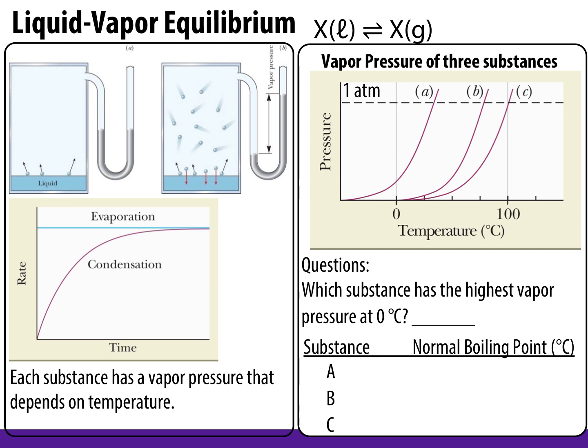So we can make a graph like this that shows the vapor pressure of 3 different substances versus temperature. It's always the case that vapor pressure increases with temperature. As we increase the temperature of liquid, we make it easier for those molecules to escape and go into the gas phase. We also have 1 atmosphere labeled here, so you can take a second to try to do these questions, answering from the graph which substance has the highest vapor pressure and estimating the boiling points of each.